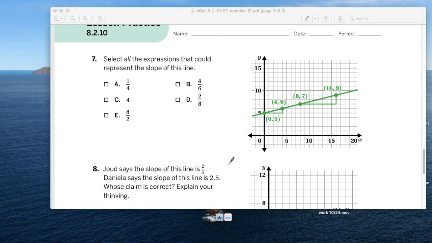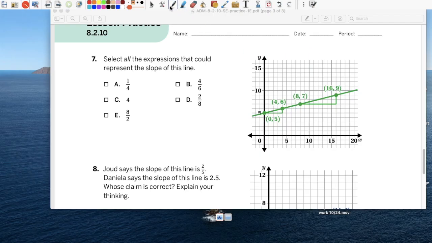Select all the expressions that could represent the slope of this line. Okay, so let's pick 2 points. Let's actually find the points. So let's pick this point right here, and this point right here. You're going to find the slope with those 2 points, create the triangle, which they did for us. So I'm just going to count. The height is 1, 2. The base here is 1, 2, 3, 4, 5, 6, 7, 8. 2 over 8, which is 1 over 4. So anything that's 1 over 4 is the slope of this.